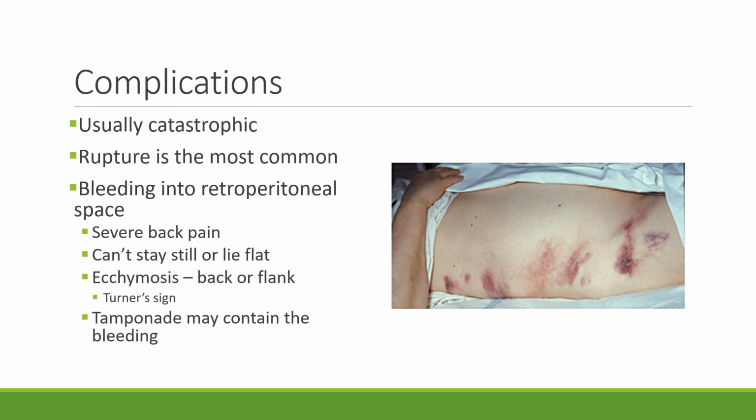When rupture occurs in the retroperitoneal space, bleeding may be controlled by surrounding anatomic structures, or that tamponade effect, and that can prevent the loss of blood and death. In this case, the patient often has severe back pain. Back or flank ecchymosis may be present, and that back or flank ecchymosis is called Gray-Turner's sign. We can see a picture of that here.